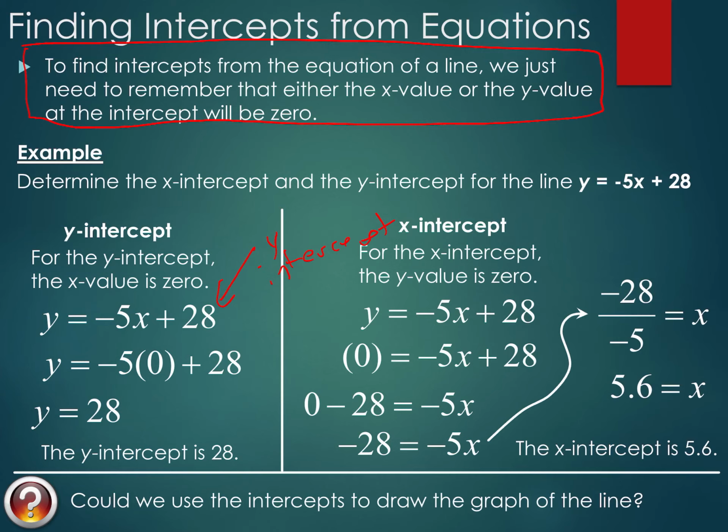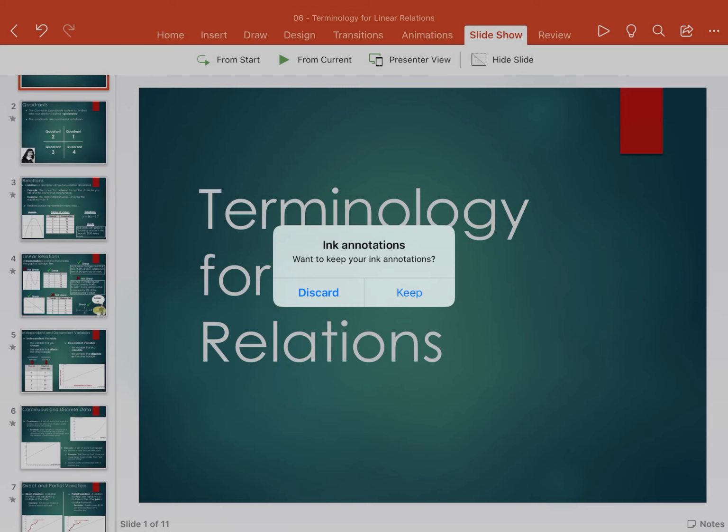Could we use the intercepts to draw the graph of a line? Absolutely. If we just graphed this point here that we got out of here, which is (0, 28), and we graph this x-intercept that we found over here, (5.6, 0), and just drew a line between those 2 points, that's another way to graph. And that's really what the next couple of lessons are going to talk about, is now we've got 2 ways to graph a line. We could use the y-intercept and the slope, or we could use the 2 intercepts.